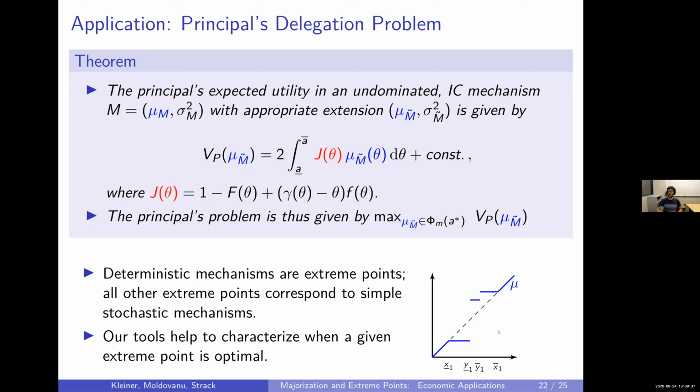So again, taking this perspective of writing this as an optimization problem subject to a majorization constraint tells you that one of our standard extreme points will be optimal. So you already know a lot about what could potentially be optimal in these settings, and you can rule out many stochastic mechanisms.